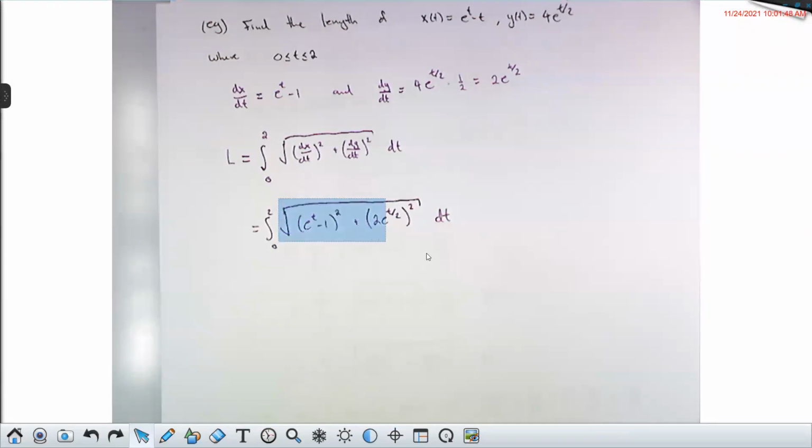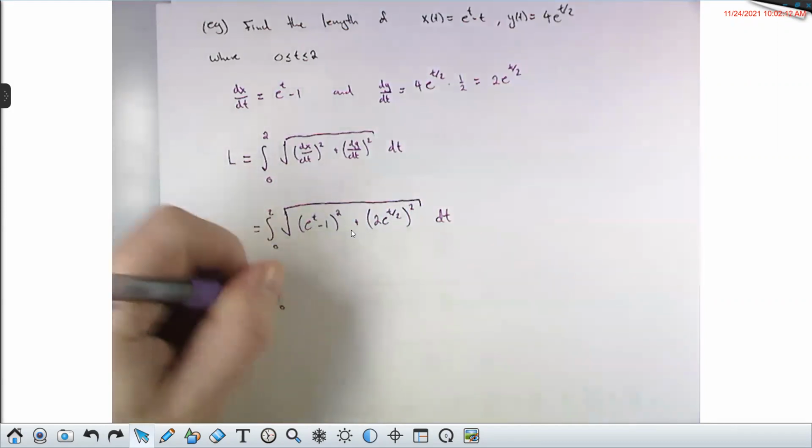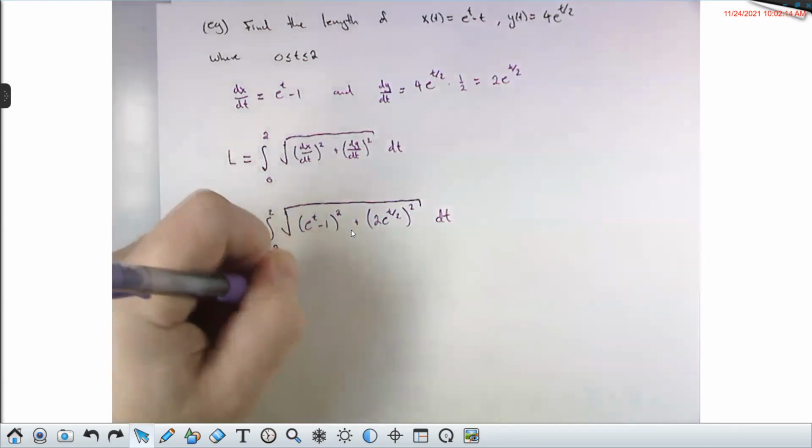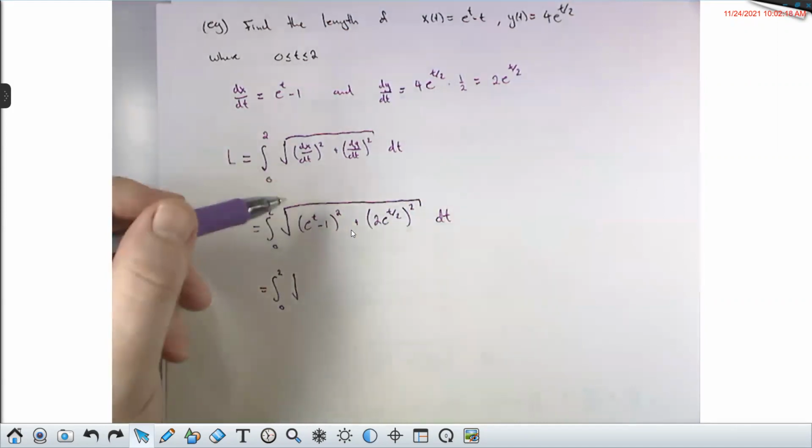And at a glance, this integral is quite intimidating. Remember, these squares and this square, they don't cancel because of this addition going on in here. We cannot give the square root to each of these pieces separately. That doesn't work. So the only thing to do is to multiply these out and hope that something nice happens. Hope that we get an integral that we can manage. And oftentimes we cannot. It's hard to come up with good arc length problems.